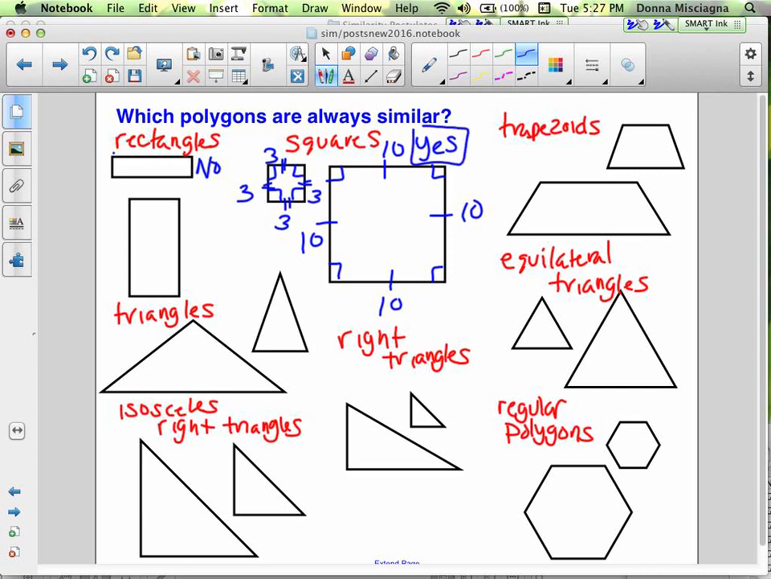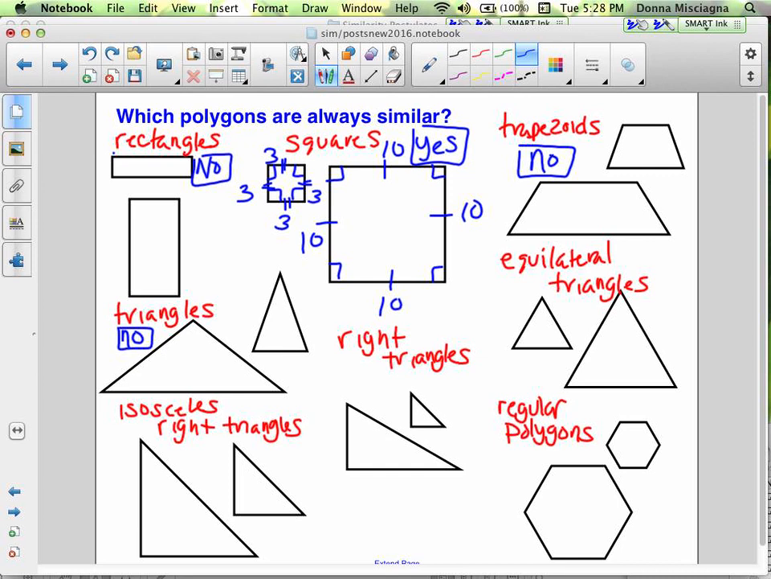Trapezoids, they're a no. They're not always similar. Matter of fact, I only have 2 different trapezoids here. Even if they were isosceles trapezoids and these were the same length, the bases don't have to be in proportion. So trapezoids, no, they don't always have to be similar. Triangles. I hope I made it really obvious with the triangles I chose that this was a no. We have lots of different angle measures and side measures for triangles, so they are not always similar.